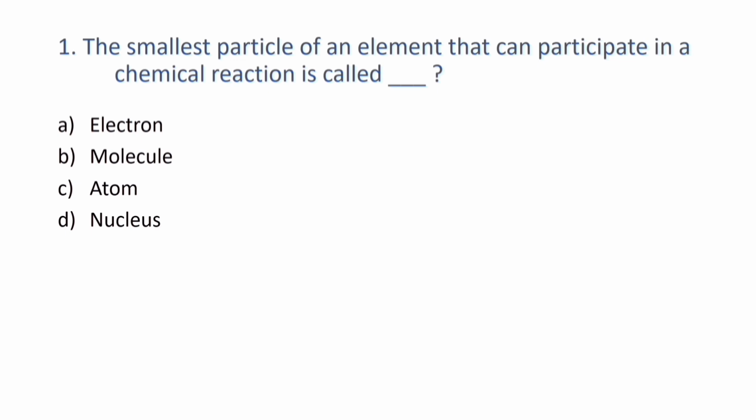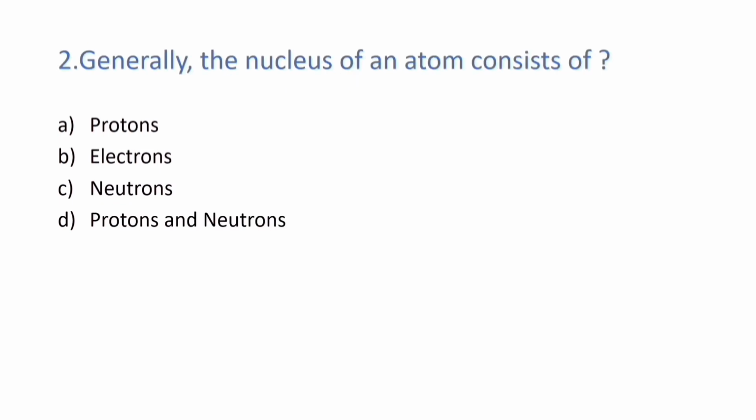The smallest particle of an element that can participate in a chemical reaction is called. Option number C, atom. So, atom is the smallest particle of an element that can participate in a chemical reaction. Generally, the nucleus of an atom consists of. Option number D, protons and neutrons.